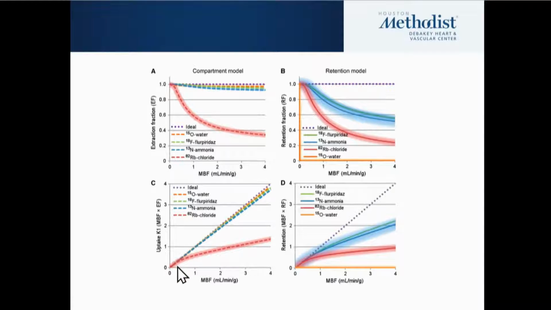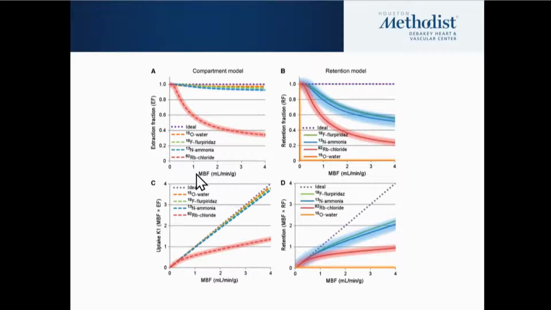So what you want, ideally, is a tracer that tracks one-to-one with blood flow. That ideal radio tracer has a linear relationship with blood flow. And these are the different radio tracers that are available. Of the available radio tracers we have currently on the market or in the research field, O15 water is the best because it has almost a one-to-one relationship.